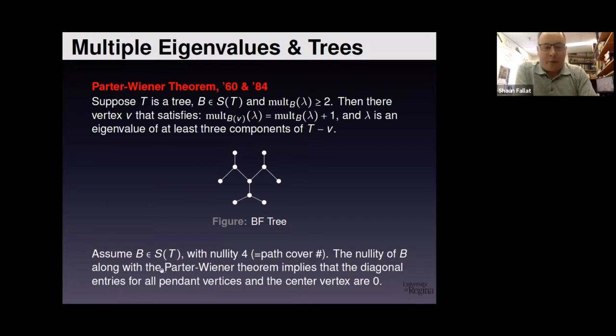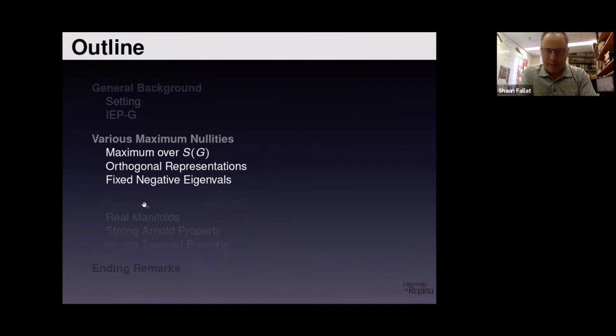So if I start with a matrix B that has nullity 4, then it turns out that the diagonal entries of the pendant vertices and this guy in the middle must already be 0. That's where you would use this theorem, when you're trying to work with the inverse eigenvalue problem. If you start with something with nullity 4, then you've already forced a lot of things within this matrix. So I state that as, hopefully, an insightful example.